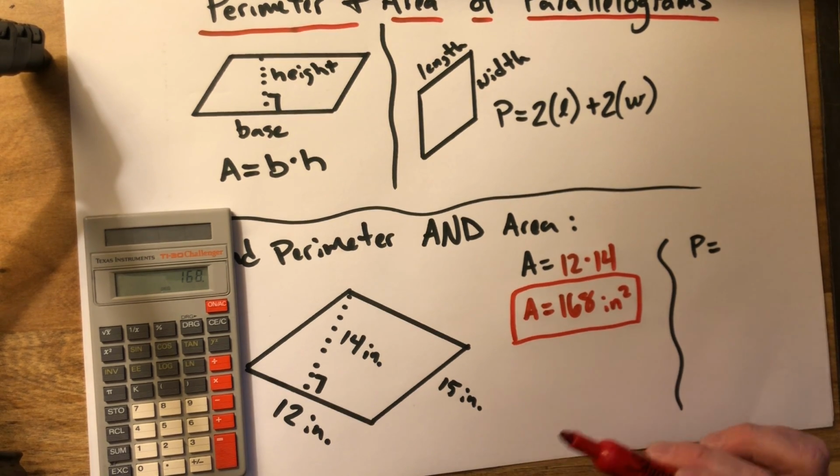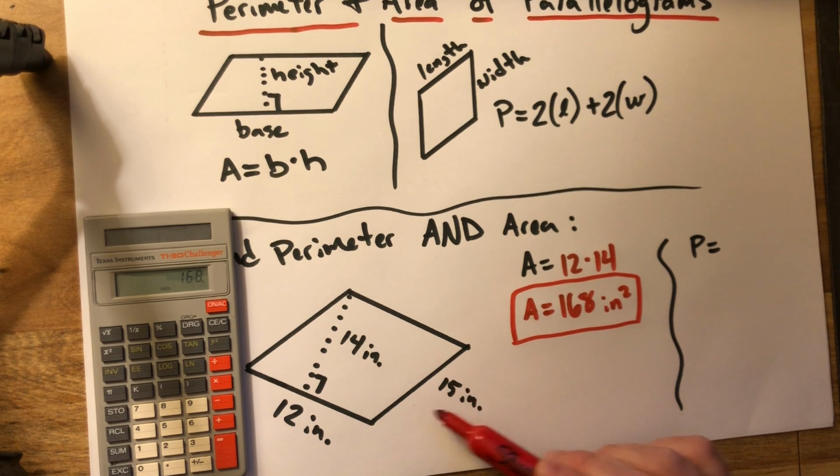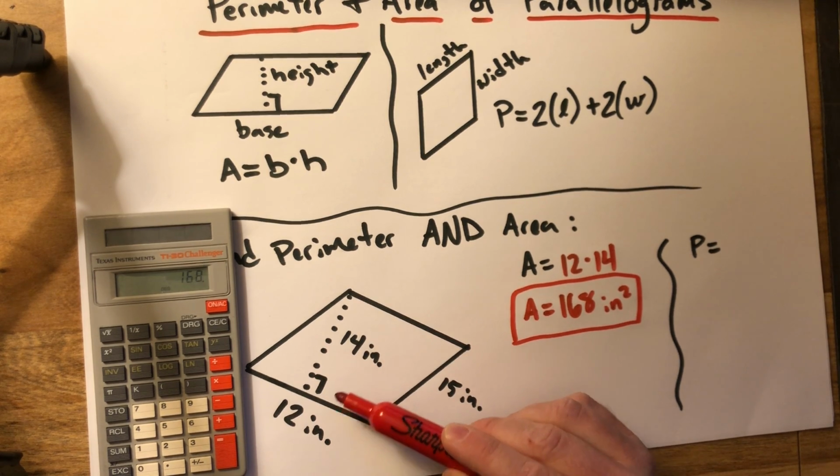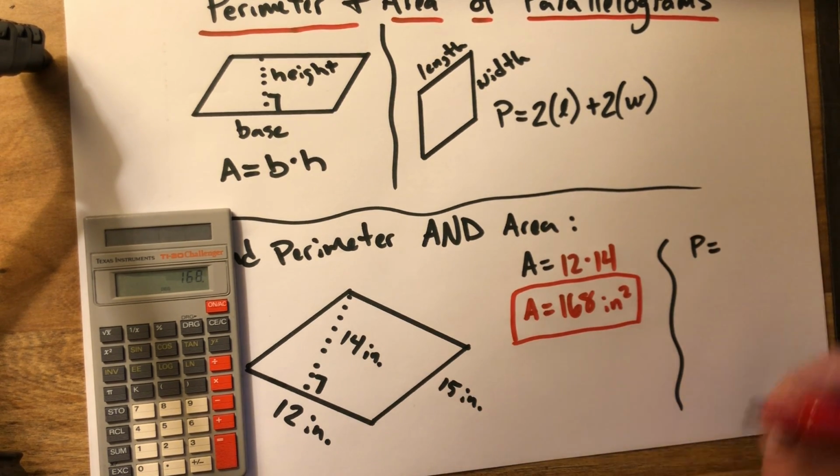The only error that I might see you making on this is maybe including the 15. Only include the base times the height, whatever is perpendicular. That's how you're going to find area.